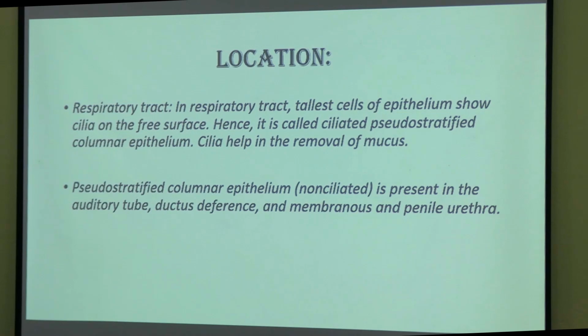Respiratory tract पता है ना सबको? Cilia helps in removal of the mucus. Pseudostratified columnar epithelium, but non-ciliated. कहाँ पर मिलता है? Auditory tube, ductus deferens, and membranous and penile urethra. ठीक है? Auditory tube, ductus deferens, and membranous and penile urethra.